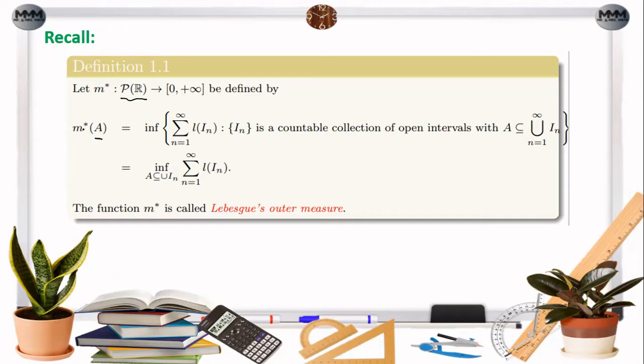So m star of A is equal to the infimum of the summation of the length of the interval I sub n. Note here that our class I sub n is a countable collection of open intervals with A a subset or equal to the union of I sub n, where n is from 1 to infinity. Now the function m star is called the Lebesgue outer measure.